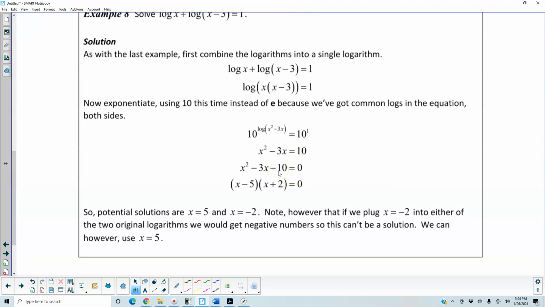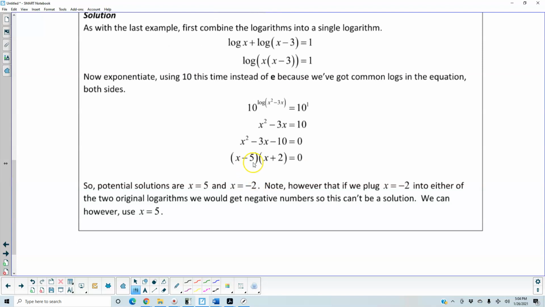Subtract 10 from both sides, set it equal to 0, and then factor. We get (x - 5)(x + 2) = 0. So the potential solutions are x = 5 and x = -2.